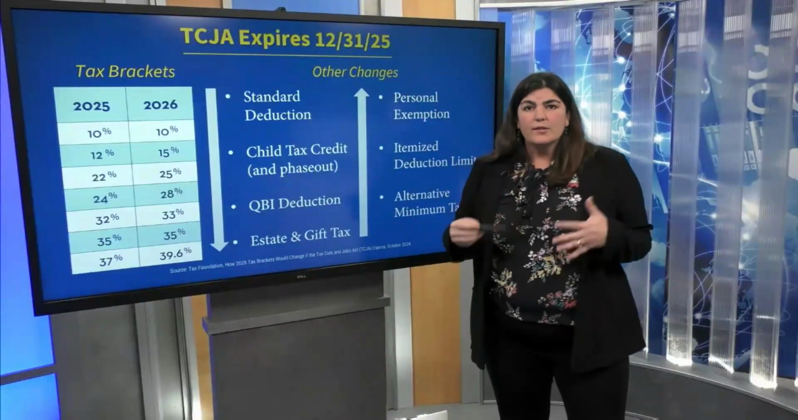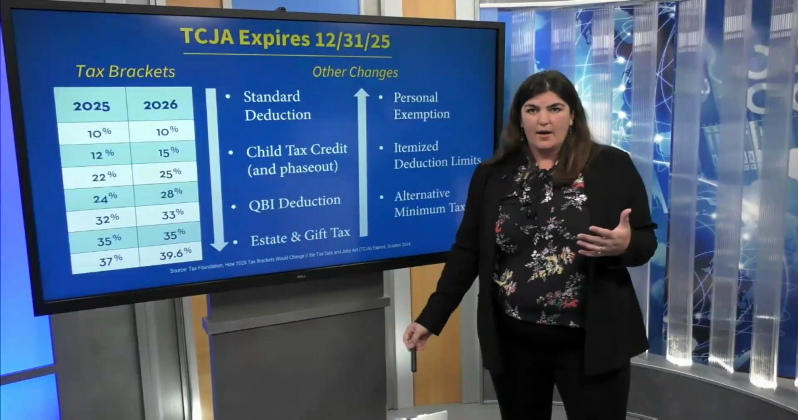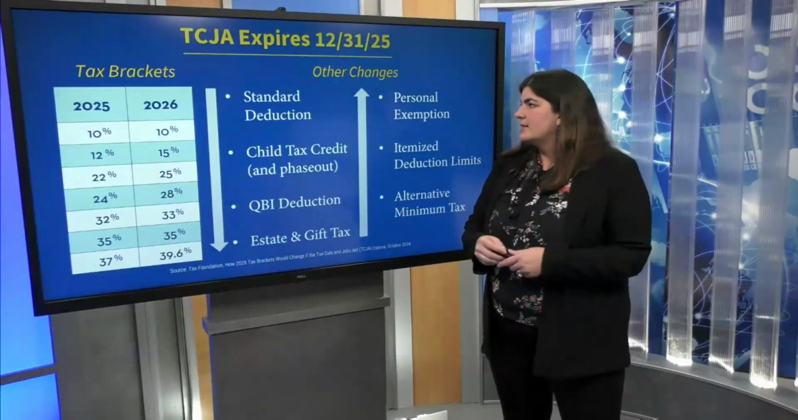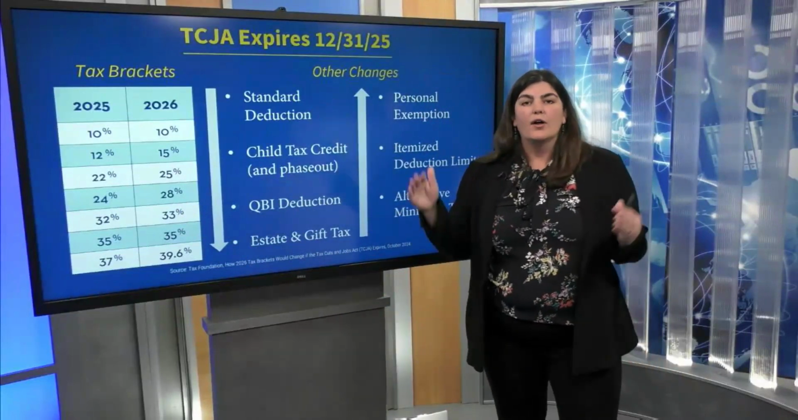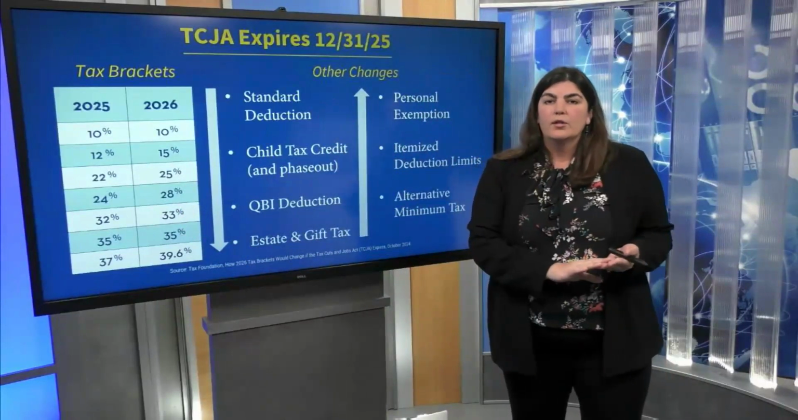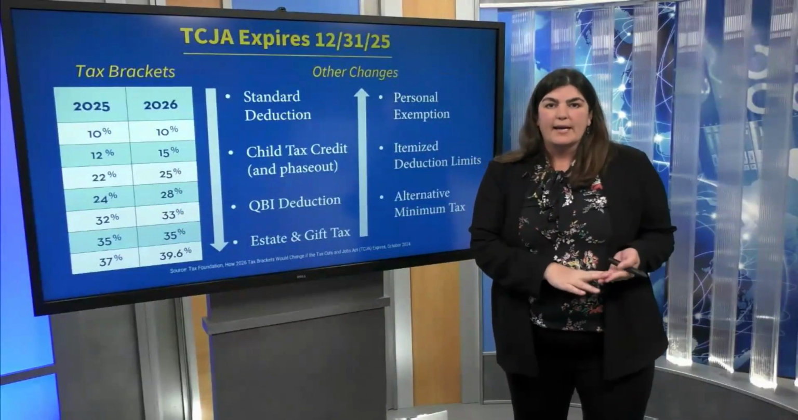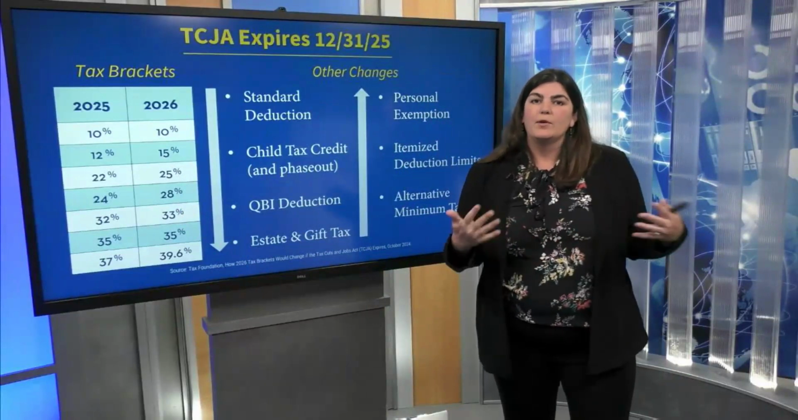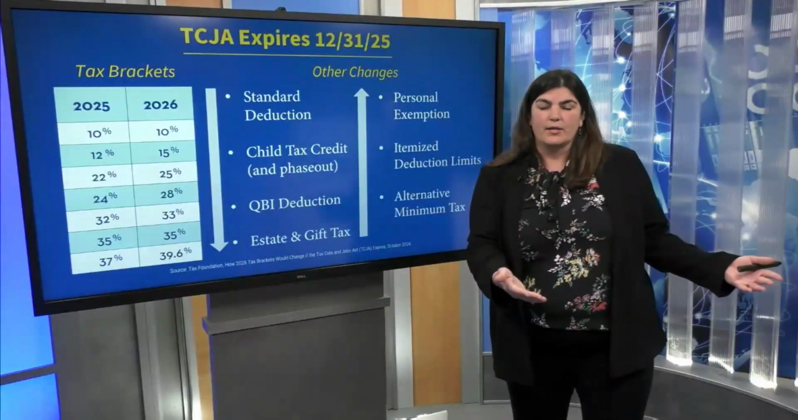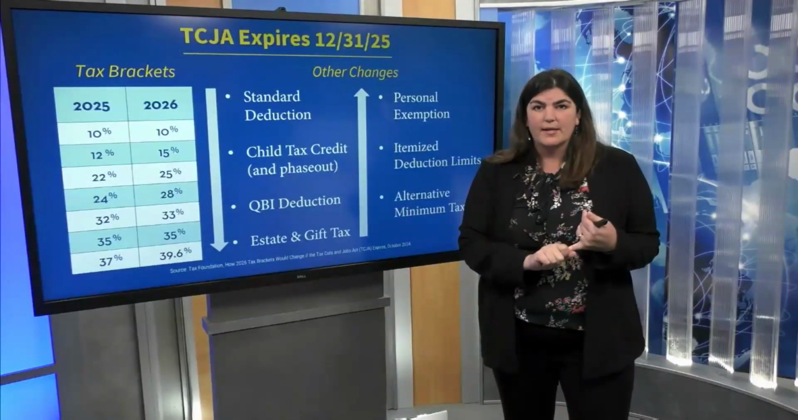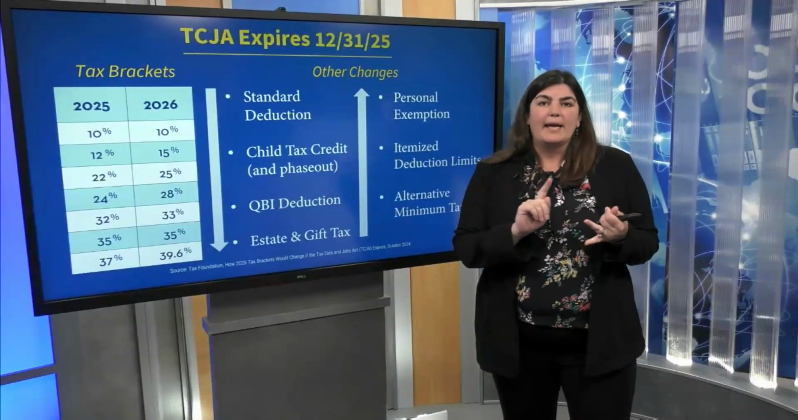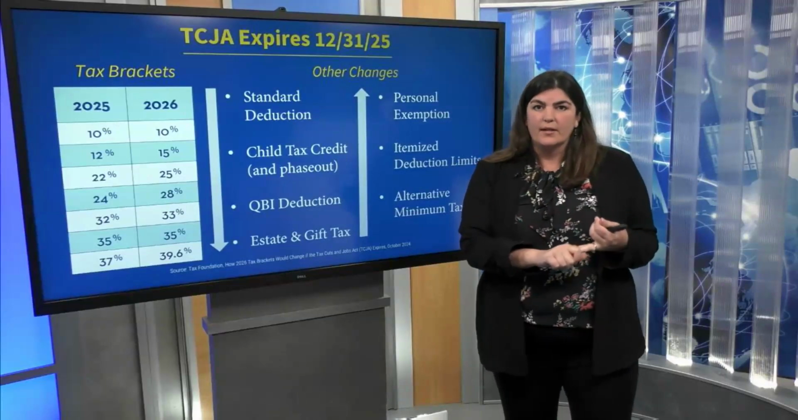So just understanding where those brackets are is important. The standard deduction also will go down. One of the ideas of the Tax Cuts and Jobs Act was to make fewer people itemize their deductions. That was achieved by limiting most of those deductions and making a higher standard deduction.